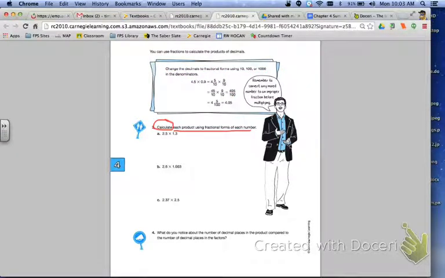So let's take a look at number 3 and let's get some practice in changing decimals to fractions in order to calculate the product. Number 3 says calculate each product using fractional forms of each number. So go ahead and do letter A, B, and C with your group members.